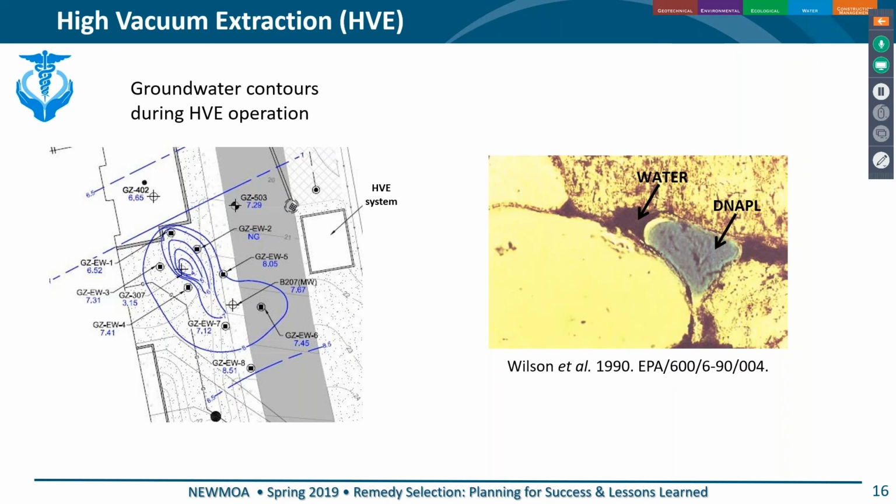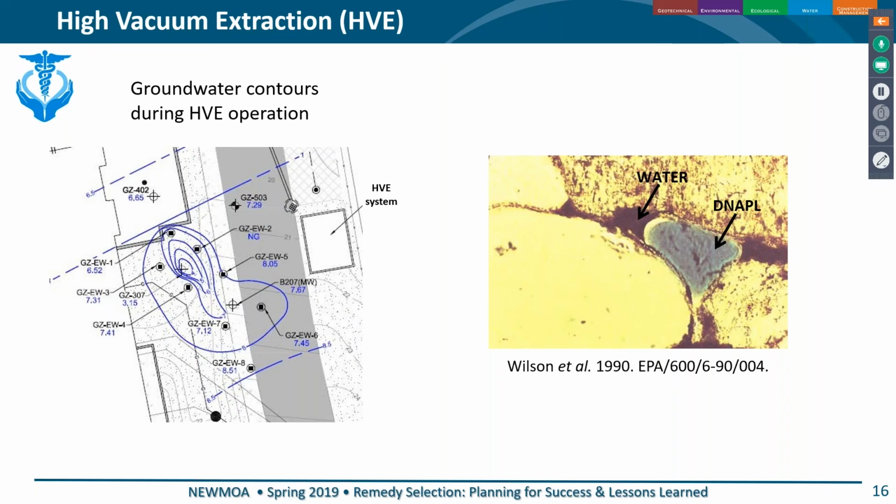Dr. John Wilson, who many of you know, took this almost 30 years ago, and it's a photomicrograph cross section of a soil pore in sandy soil. You can see that blob of DNAPL, which could be TCE, could be PCE. The goal of the HVE system is to apply enough vacuum that you can try and pull some of that NAPL out of the soil pores.